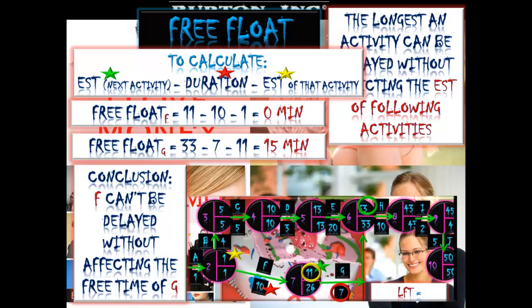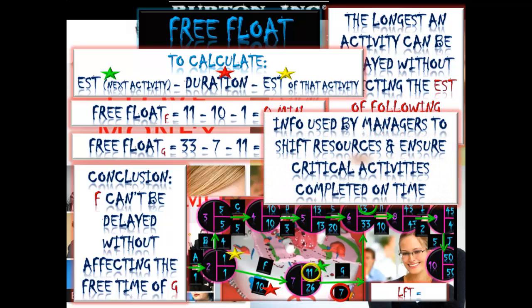So what we can conclude from having a look at the free floats here is that F can't be delayed without affecting the start time of G. There's no free float time for task F. If we delay F in any way, then G can't start at its earliest possible time. Now that information can be used by managers to shift resources and ensure critical activities are completed on time.